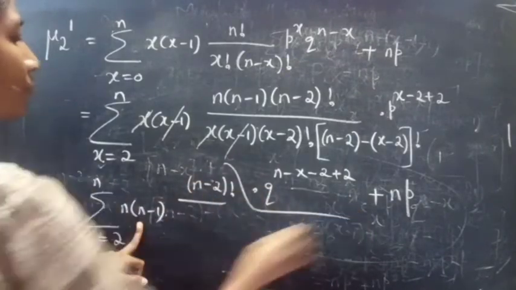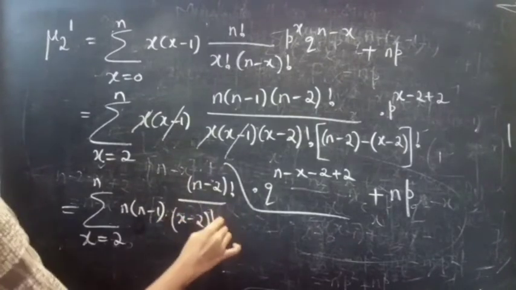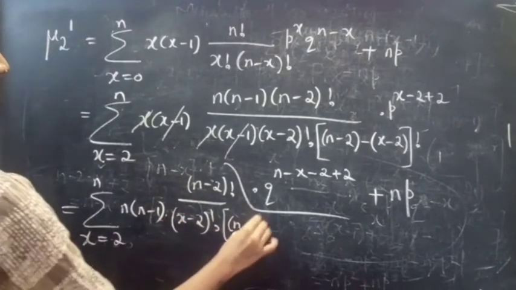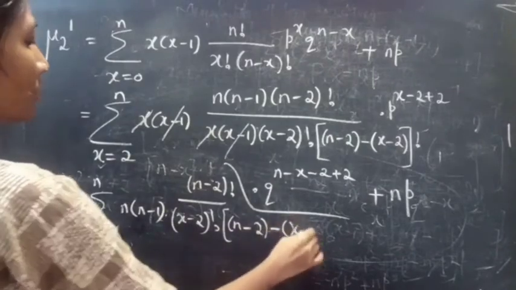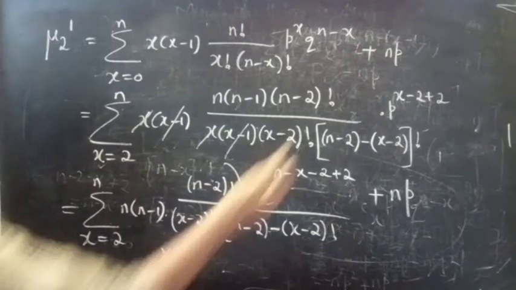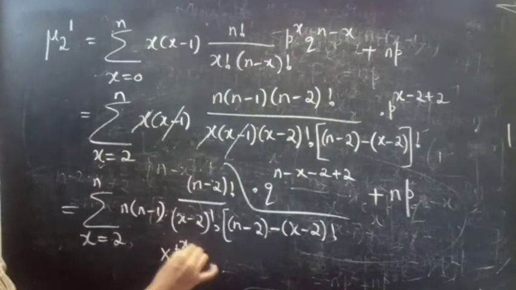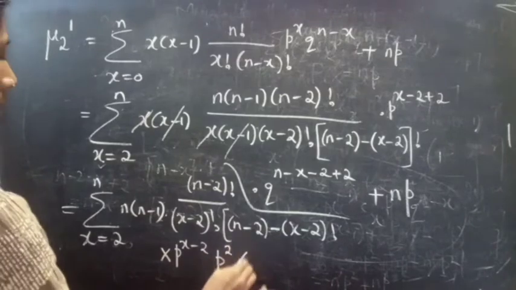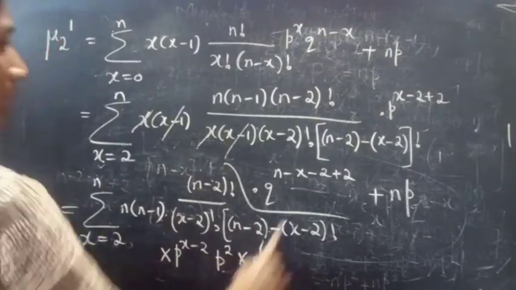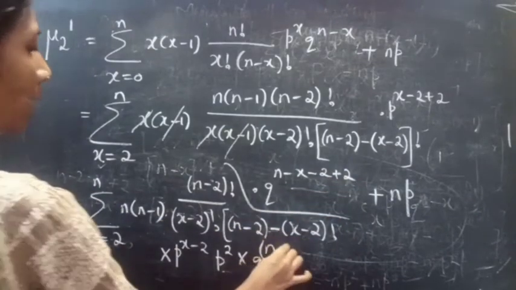by x minus 2 factorial into n minus 2 minus of x minus 2 factorial into p power x minus 2. Into x square can be written as p power x minus 2 into p square into q power n minus x minus 2 plus 2, which can be written as n minus 2.